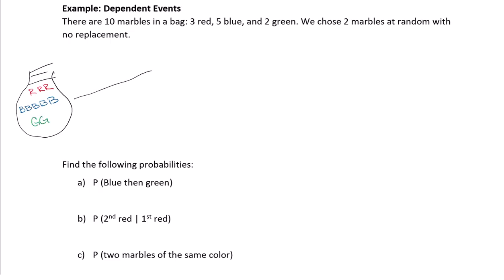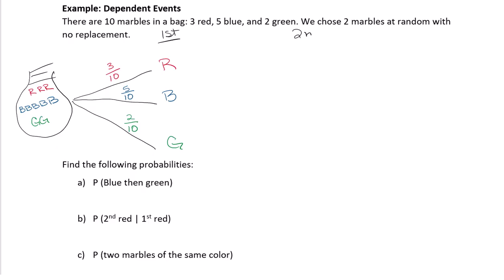So in our first pick, if we were to pick red with our first marble, we have a 3 out of 10 chance of picking red. That's the probability of our first marble being red. For blue, there are 5 blue marbles out of the 10. And for green, we have 2 out of the 10. But for our second marble, remember this is our first pick.